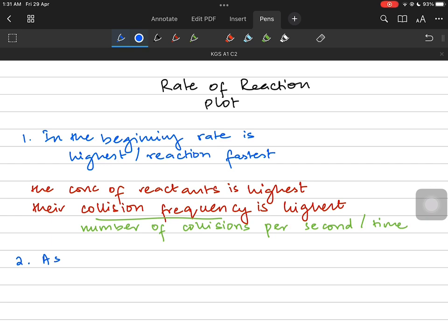The second point we should know is, as time proceeds, as time moves further, my writing is really becoming worse. So as time passes, the rate becomes slower, or you can say the rate of reaction decreases with time. Why?